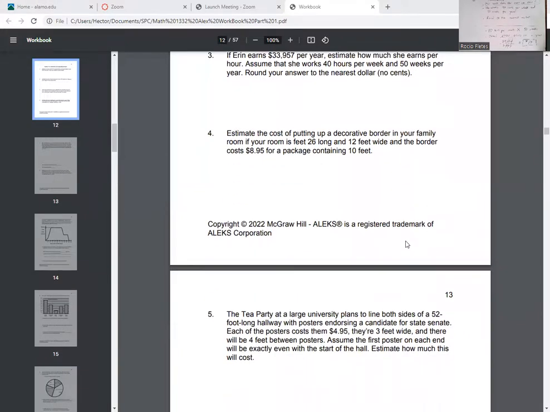And let's see. So I'm going to go ahead and do number 4, number 5, and then I'll do one of the graphs because I know you have some graphs. I want to get to number 5 because I want to show you how to solve that one.